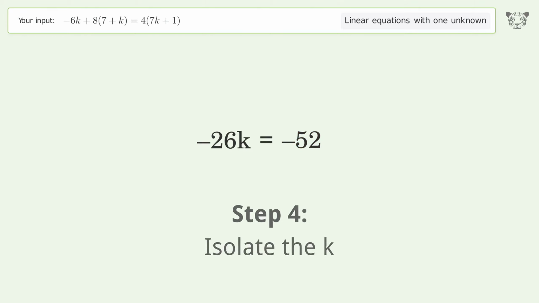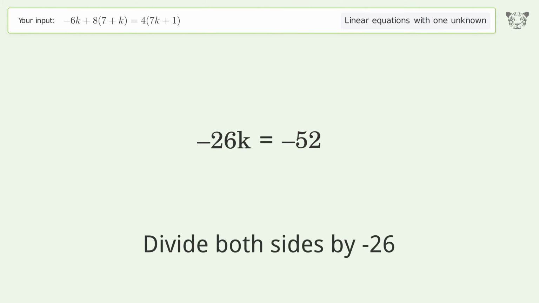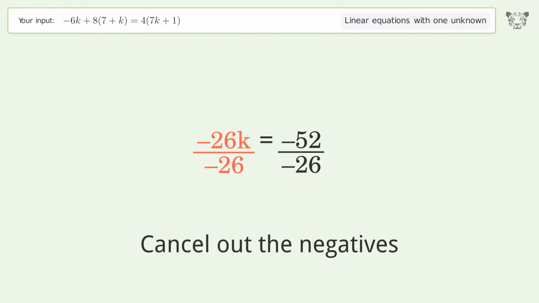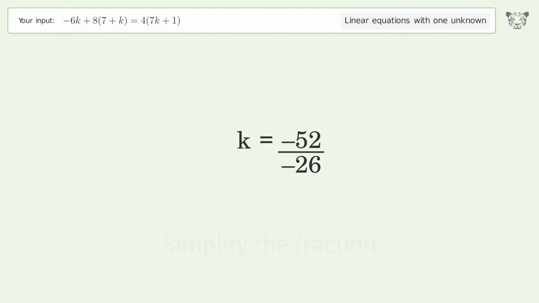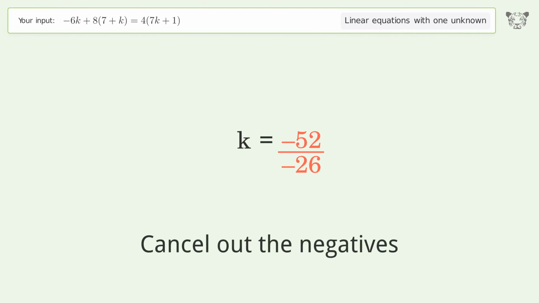Isolate the k. Divide both sides by -26. Cancel out the negatives. Simplify the fraction. Cancel out the negatives.